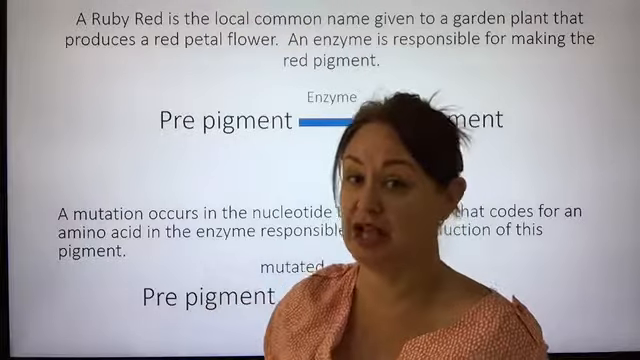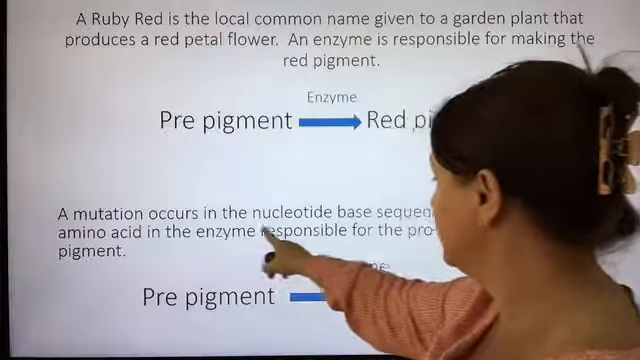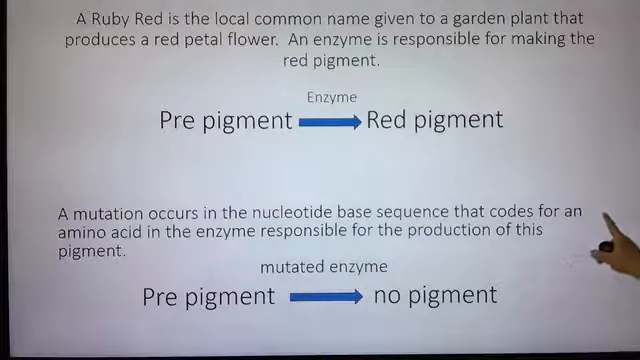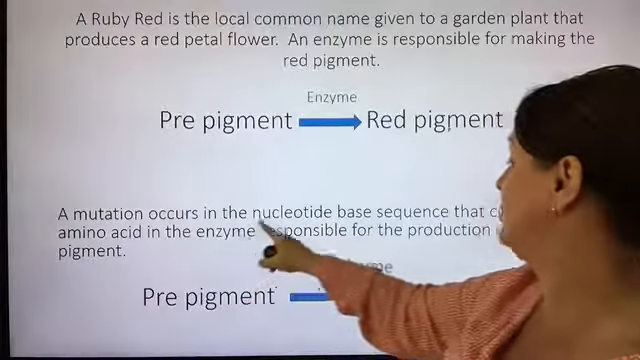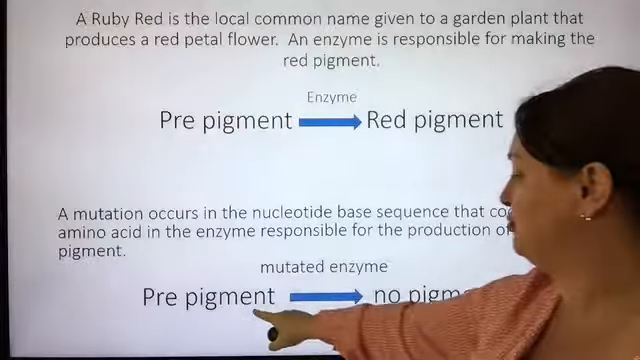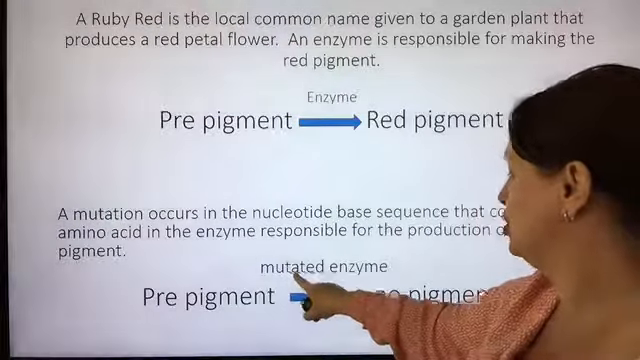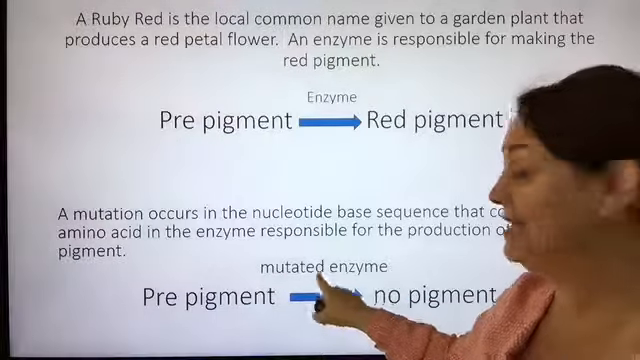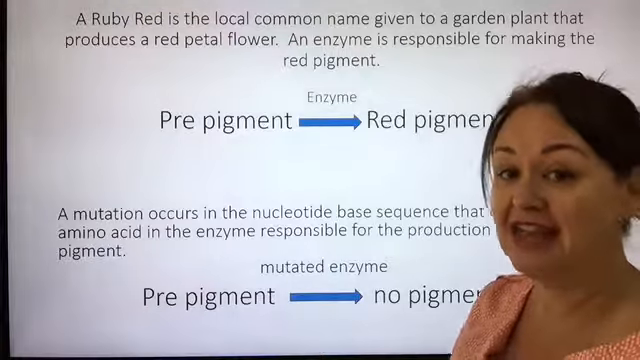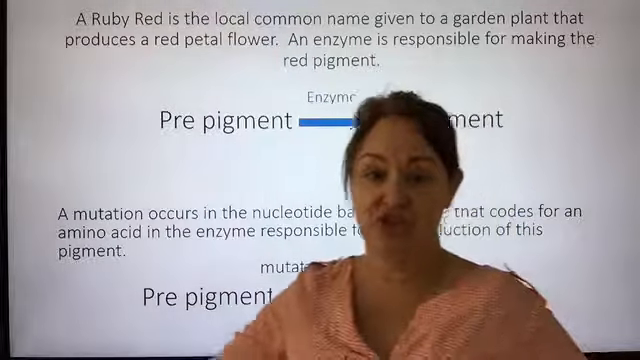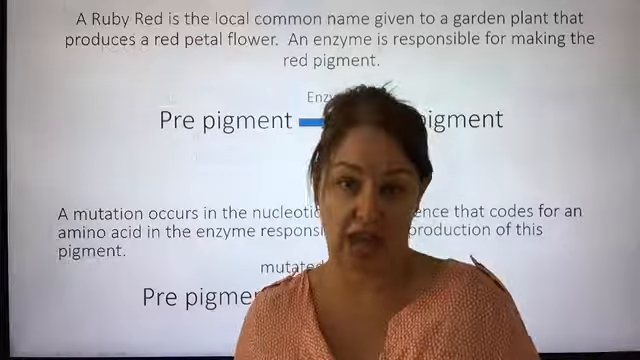can't actually work. So a mutation occurs in the nucleotide base sequence that codes for an amino acid in the enzyme responsible for the production of this pigment. So the pre-pigment is not changed into a pigment because the enzyme is mutated. And that's what results in our recessive allele for the gene petal colour.